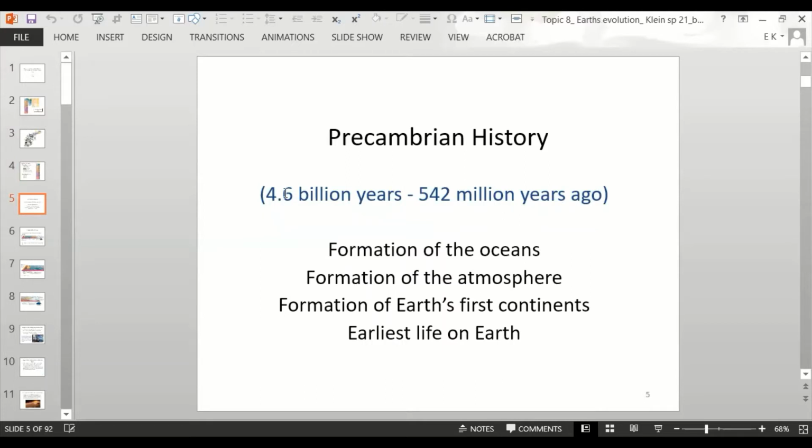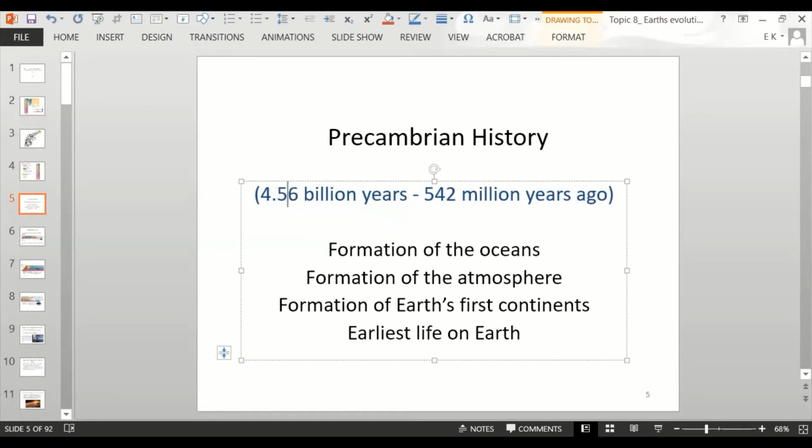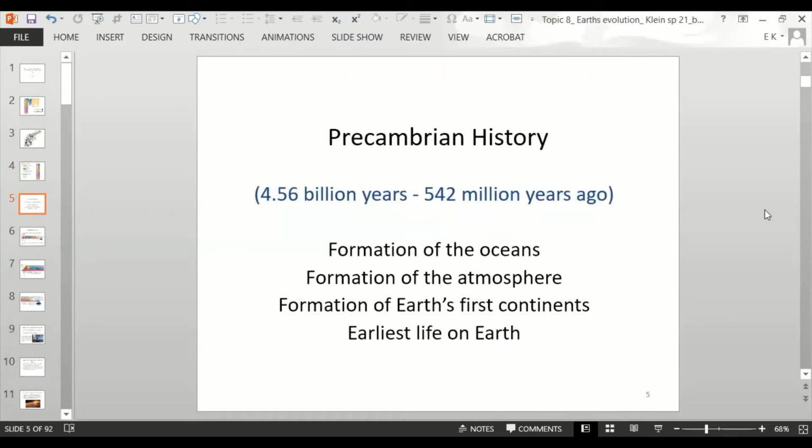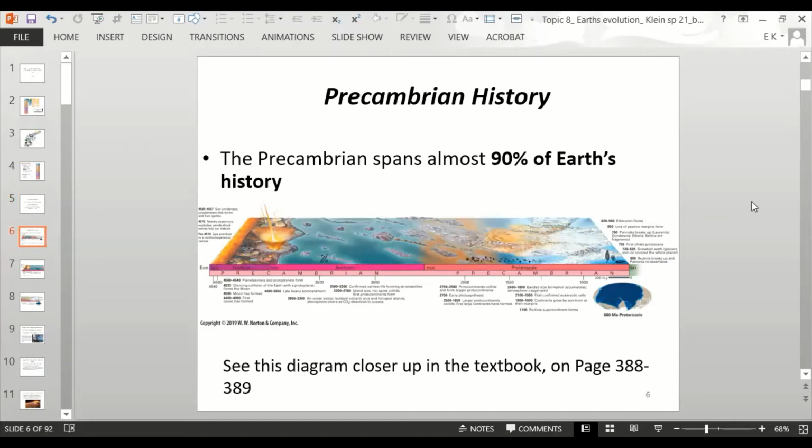Now it says 4.6, it's really 4.56 approximately. Just some books kind of round it up to 4.6. So the Precambrian history is when the oceans formed, when we formed an atmosphere, and when we had the formation of Earth's first continents and the appearance of the earliest life on Earth. And the Precambrian spans almost 90% of Earth history.